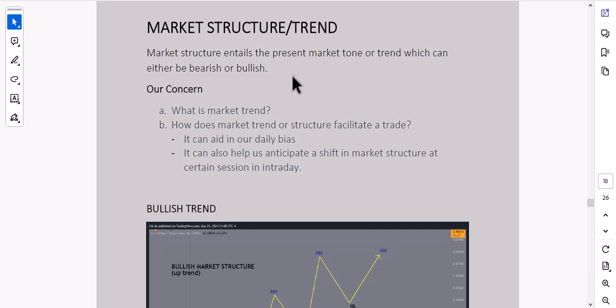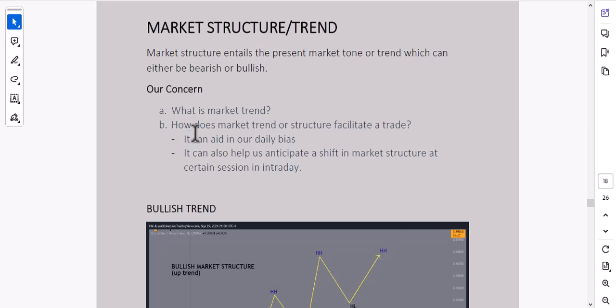Market structure or trend. Market structure entails the present market tone or trend, which can either be bearish or bullish. Our concern as traders: what is market structure or what is market trend? This tells us the present market tone. And if we know the present market tone, then we can tell if we are meant to buy or sell.